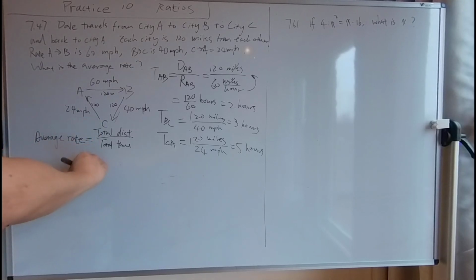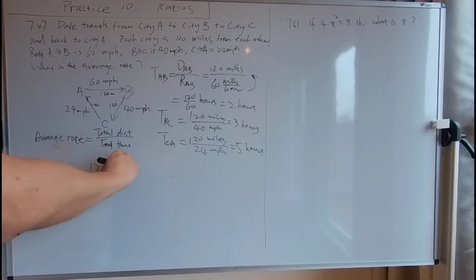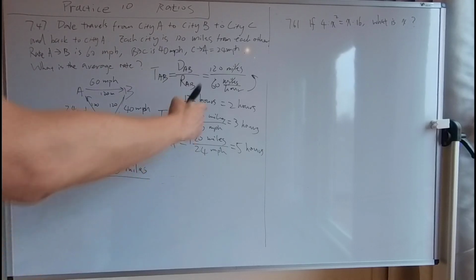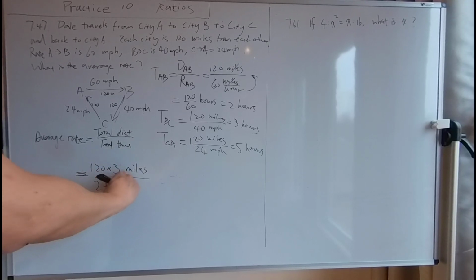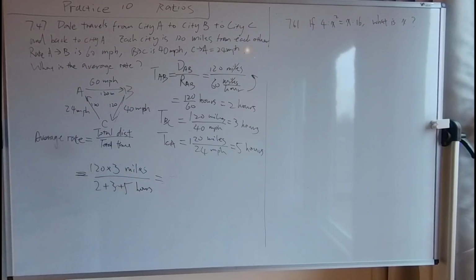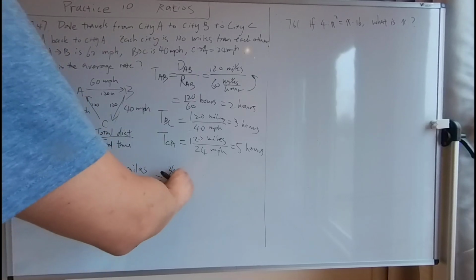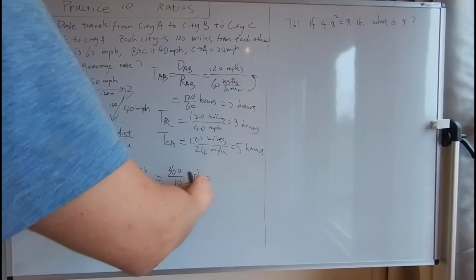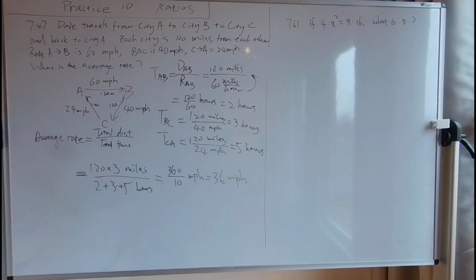So the total distance is 120 times 3, right? I'm traveling 3 segments. Each segment has this equal distance, 120. And then my total time span will be the sum of the 3 segments. So it's 2 plus 3 plus 5 hours. So my unit would still be miles per hour, right? And then this is 360 over 10 miles per hour. So simplifying this, we get 36 miles per hour. Right, so that is the average speed for the total travel.